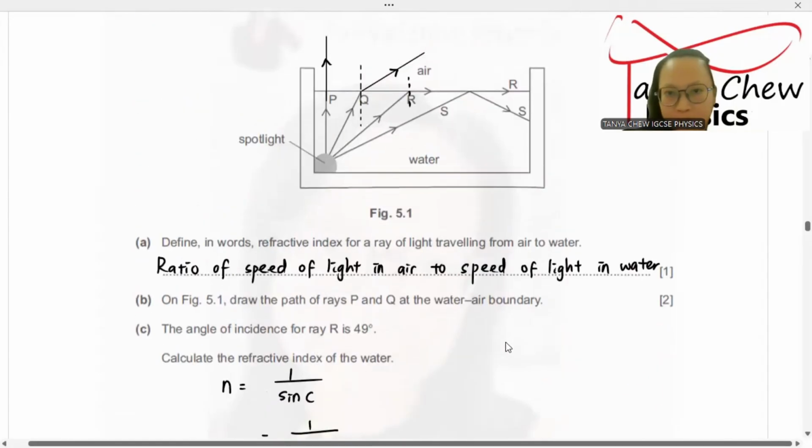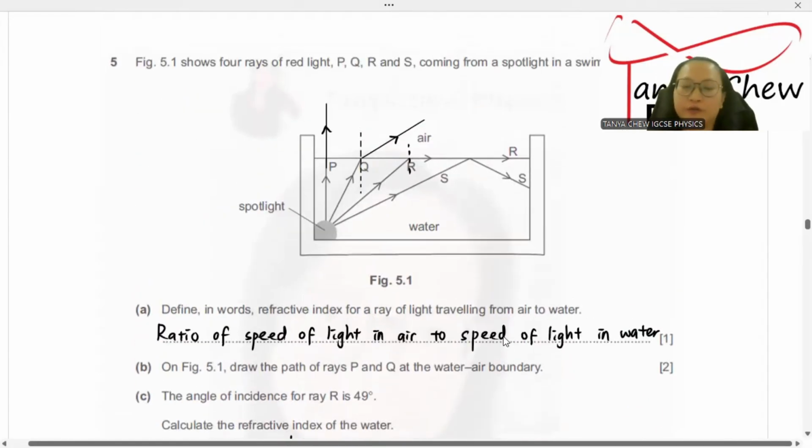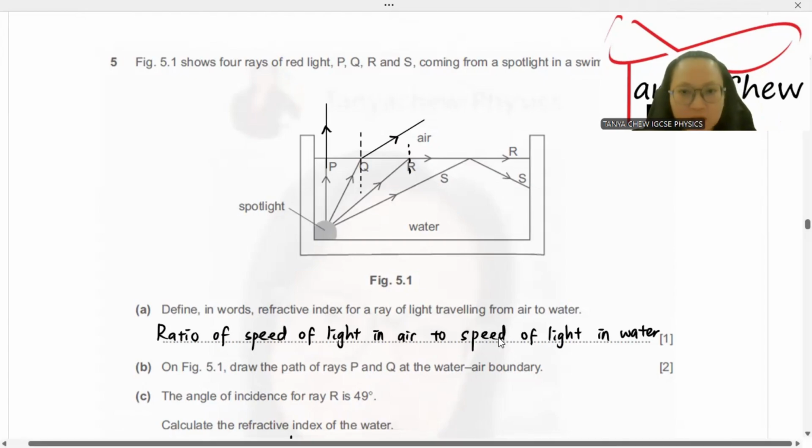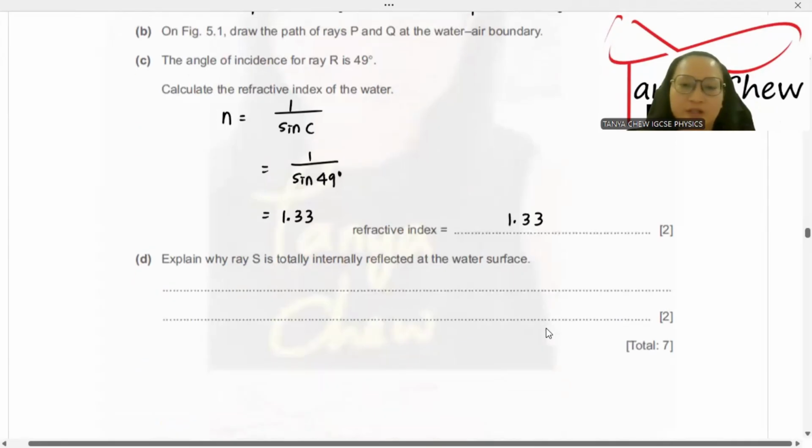D, explain why ray S is totally internally reflected at the water surface. First of all, the condition for total internal reflection is that the light ray must be traveling from the denser medium to the less dense medium, which is true in this case. And secondly, the angle of incidence of ray S is larger than the critical angle of the water. So that is why the light is internally reflected into the water.